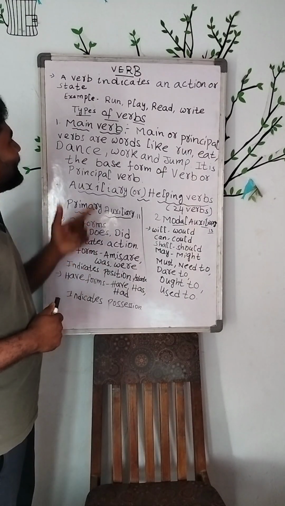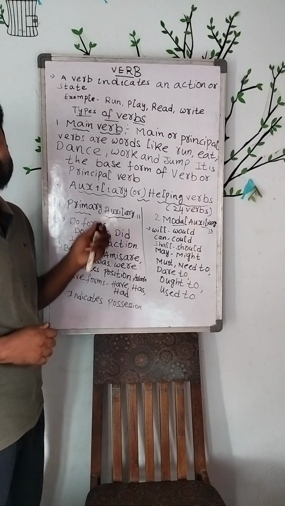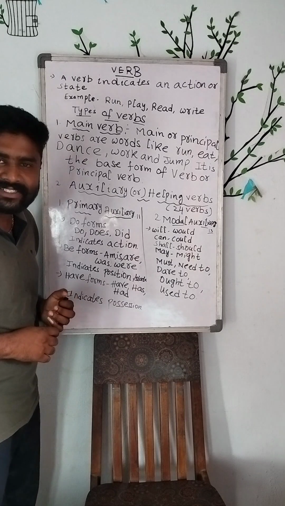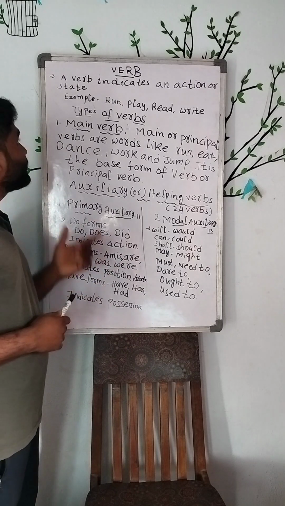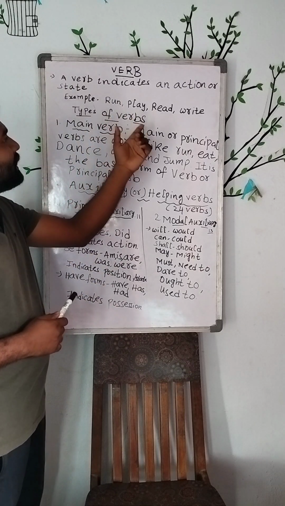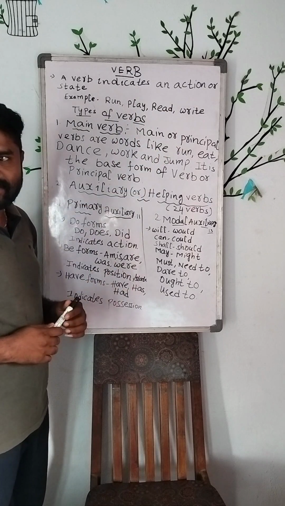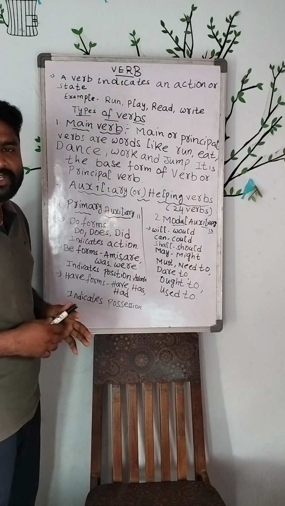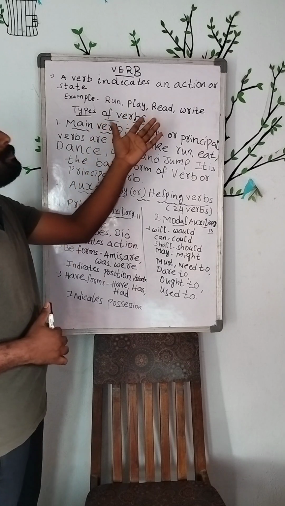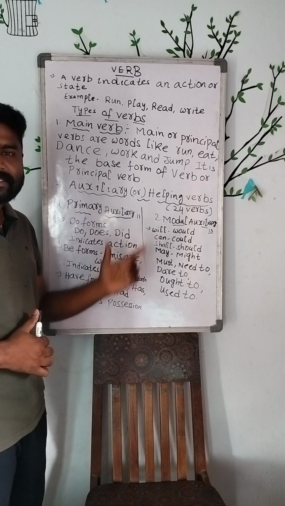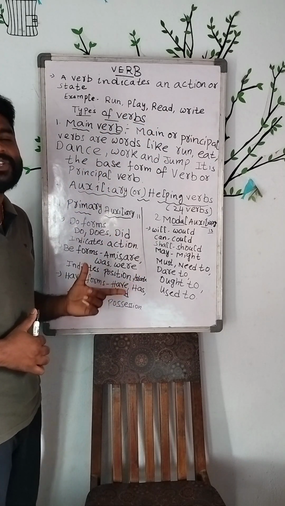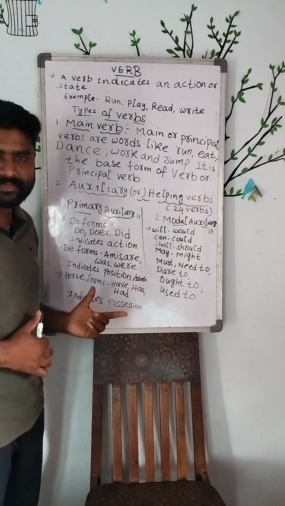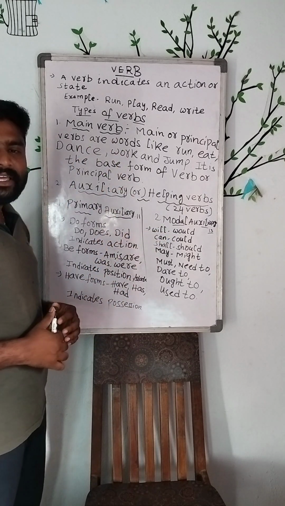A verb indicates an action or a state. For example, run, play, read, write. These indicate an action, what work is being done. For example, he plays cricket. Here in the sentence, play is a verb that shows an action about him. So these are nothing but an action.